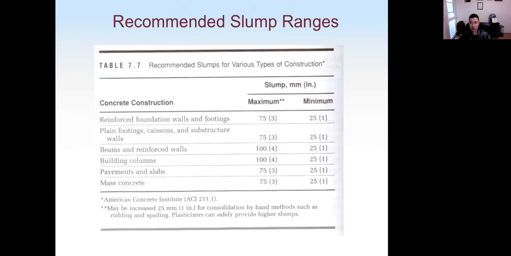How to select the slump? It's based on this table, depending on the type of application. For example, reinforced foundation walls and footings, you could choose a slump between 1 inch and 3 inch. Typically, you choose the higher end, the maximum value, because it will make the concrete easier to mix. Beams and reinforced walls, you choose a 4-inch slump. Pavement and slab, 3 inch. So using this table, you can choose how many inches of slump for your concrete.